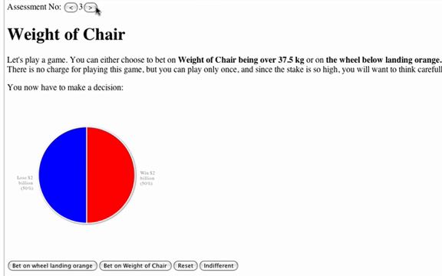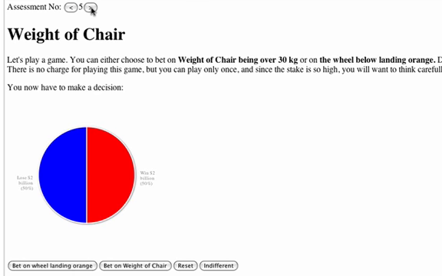Third question. The weight of the chair is above 37.5 kilos, or the wheel lands orange. I think I'll pick orange. Not sure if I would go any further than that. Maybe I'll leave it here. Fourth question. Weight of the chair being below 12.5 kilos. I don't think so. I think it's a little above, but I'll probably leave it at this.